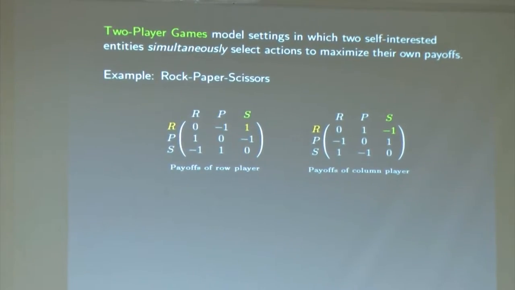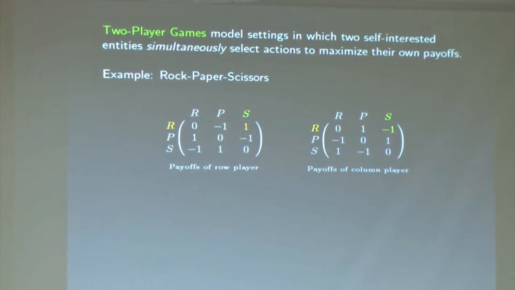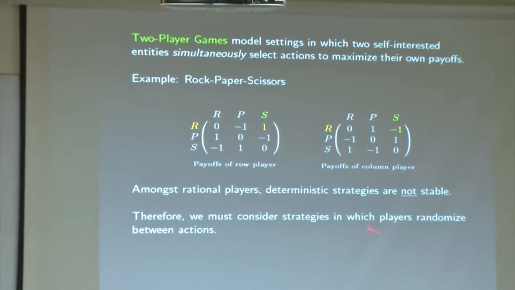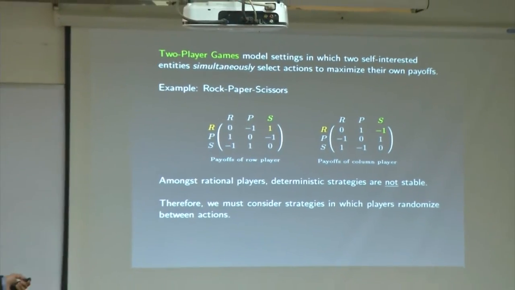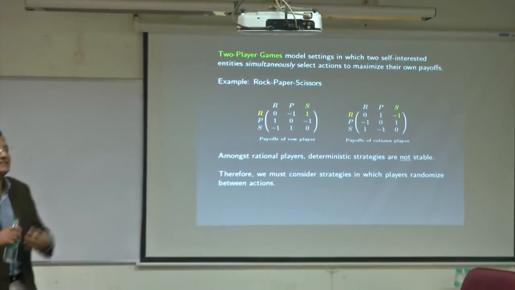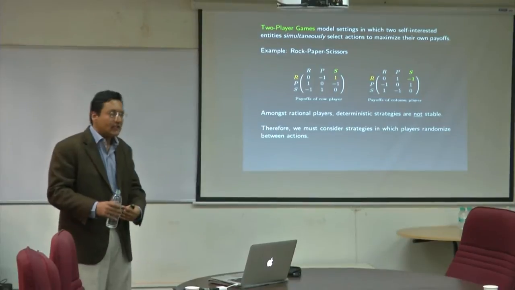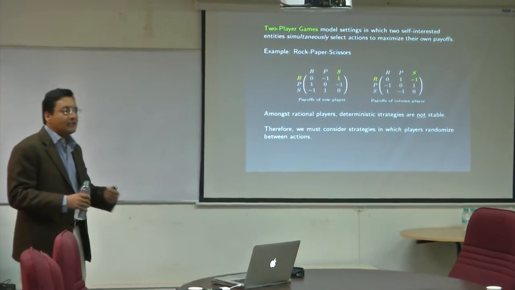So if the first player deterministically decides to always play rock, then the second player can deterministically decide to always play paper and will always defeat the first player. So that's not in the best interest of a rational or smart first player. So in this setting, to understand stable outcomes, we have to consider settings where players randomize. That is, the players pick an action based on some distribution.